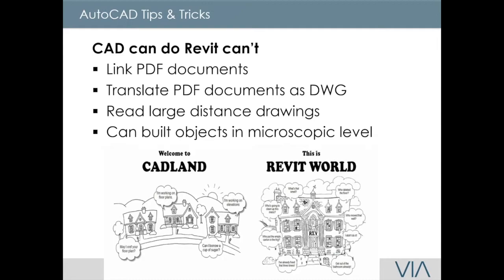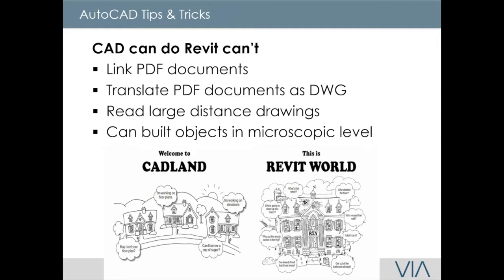Okay, it's pretty cool. The nice thing about AutoCAD is that it can read large distance files. So let's say you have a drawing that's in kilometers. For Revit, it basically stops at a 2 kilometer range. Anything beyond that, you cannot do. With AutoCAD, you can do millions and millions of kilometers. So that's why CAD still has its place.